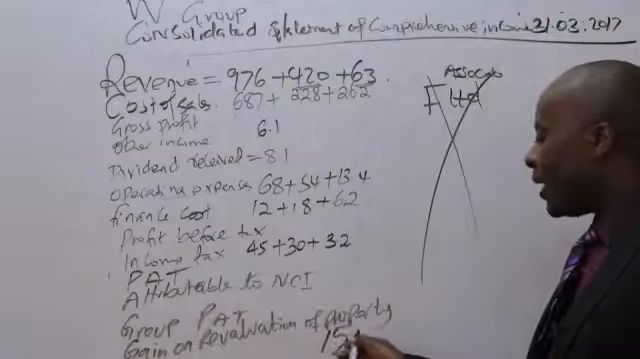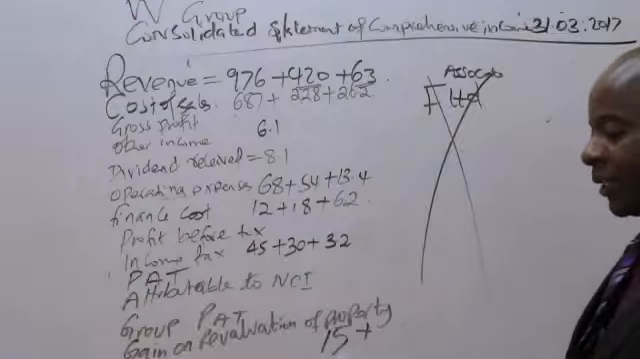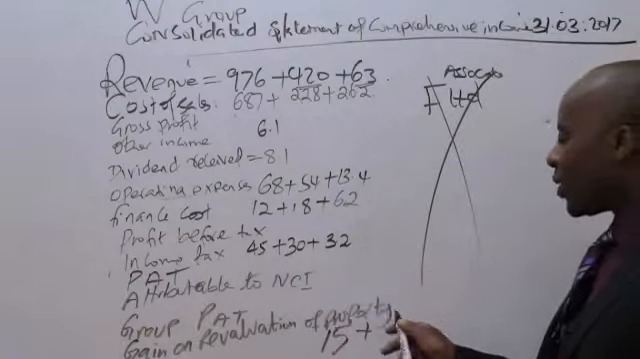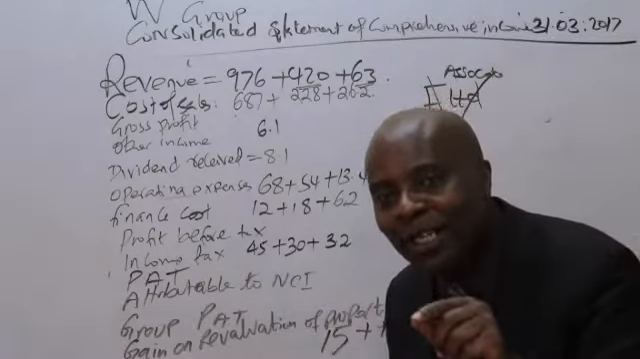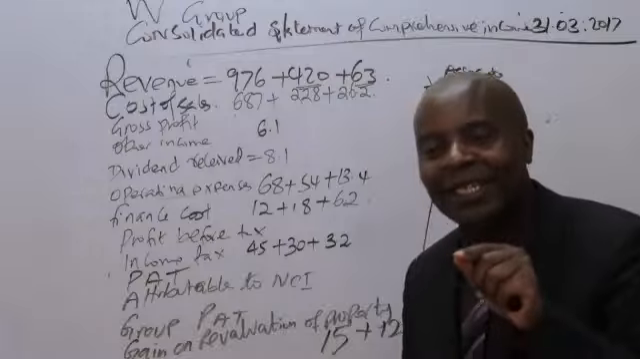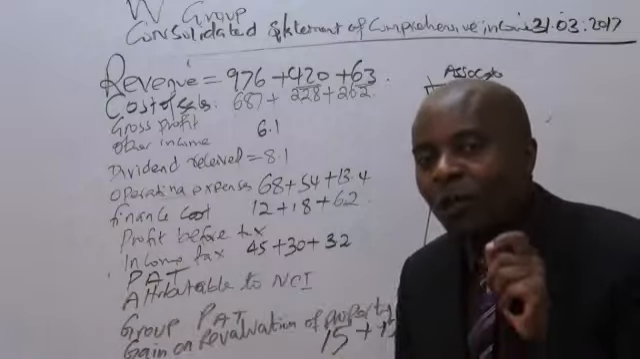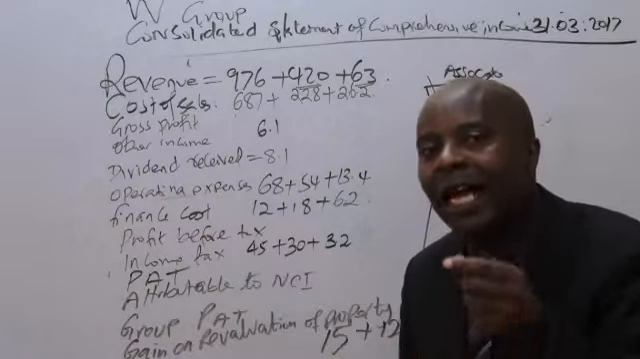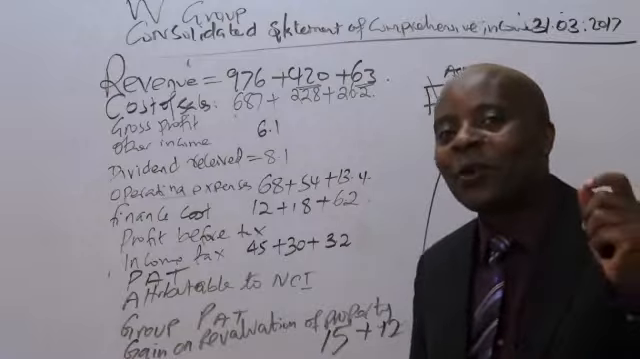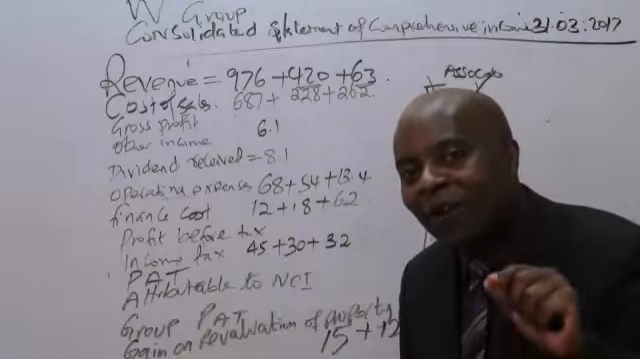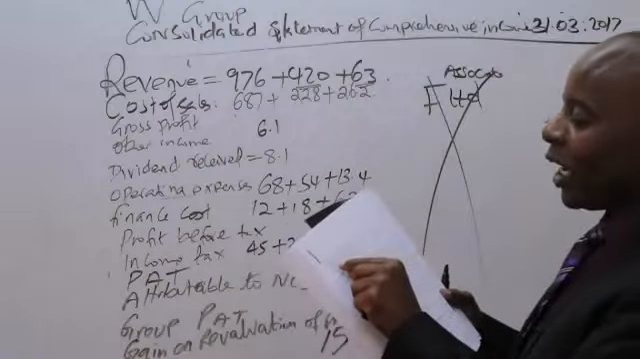The figure of the parent is 15, right? And then we have the subsidiary. The first subsidiary here is S, which is 12. Remember, for other comprehensive incomes, we don't use time apportionment. For other comprehensive incomes, these are free mark. We normally take the figures of the subsidiaries and then we multiply them with our shareholding. And that is only applicable to other comprehensive incomes.